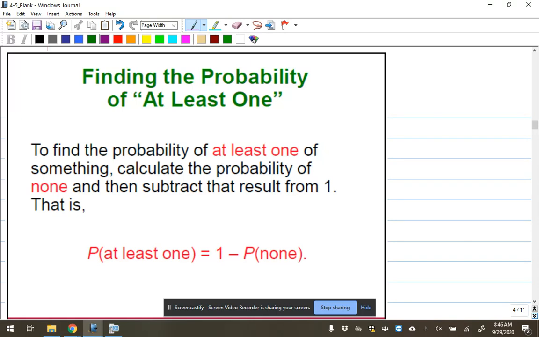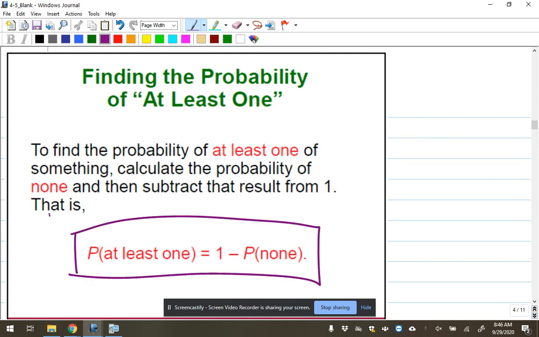Here's how you find the probability of at least one. The probability of at least one is 1 minus the probability of none. I'm putting a box around that. I'm putting stars by that. I don't know why. It might be important. It actually is the basis of this whole section. Okay, so calculate the probability of none occurring and then subtract that from 1. And that gets you the probability of at least 1.